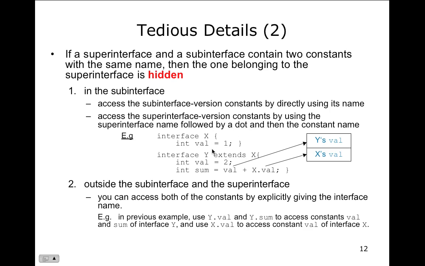So we've seen this. We've got interface X, interface Y that extends X, and then we have value and value. So we have value.x. Outside of the sub-interface and the super interface, you can access both of the constants by explicitly giving the interface name. So we have y.val, and we have y.sum for the particular Y interface variables. It's the same kind of dot notation you're familiar with, and the same rules apply. It's used the same way with interfaces, essentially.